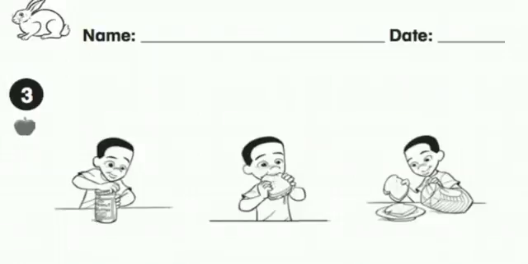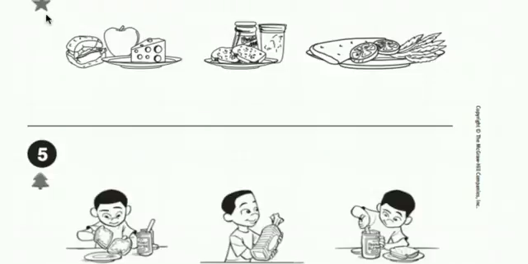Look at the picture. How does Joey start to make his sandwich? Draw a circle around the picture that shows what Joey does first. Number 4. Number 4 has a star underneath the number. Look at the pictures. Which of the 3 pictures show what Joey puts on his sandwich? Draw a circle around the picture that shows what Joey puts on his sandwich.